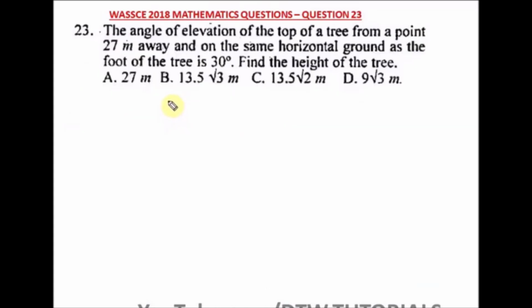Question 23 of the WAEC 2018 Mathematics Past Question. It says the angle of elevation of the top of a tree from a point. The angle of elevation of the top of a tree means you're looking up to the top of a tree. It says from a point 27 meters away. Let's say this is a point 27 meters away. You are here, looking at the top of a tree. Let's say this is our tree here, and this is 27 meters away.